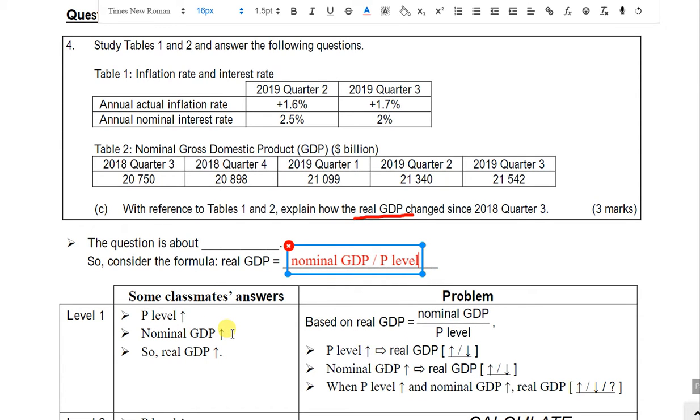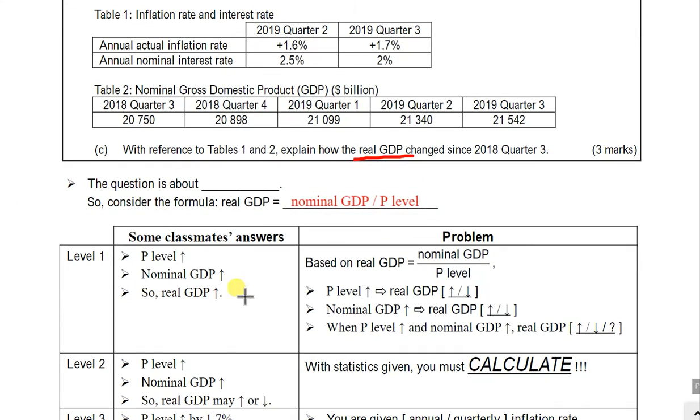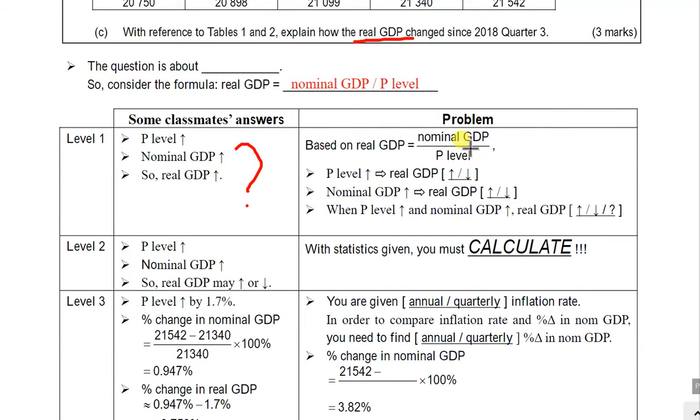And some of you told me that, because these two both increased, finally real GDP increased. Actually, I don't know why that is the case. So the first two points are correct based on the tables given, but I don't know why you have that conclusion. If you look at the formula, we have nominal GDP over price level. This is a fraction, right? Then you need to think about the numerator and also the denominator. First of all, you know that the denominator is larger.